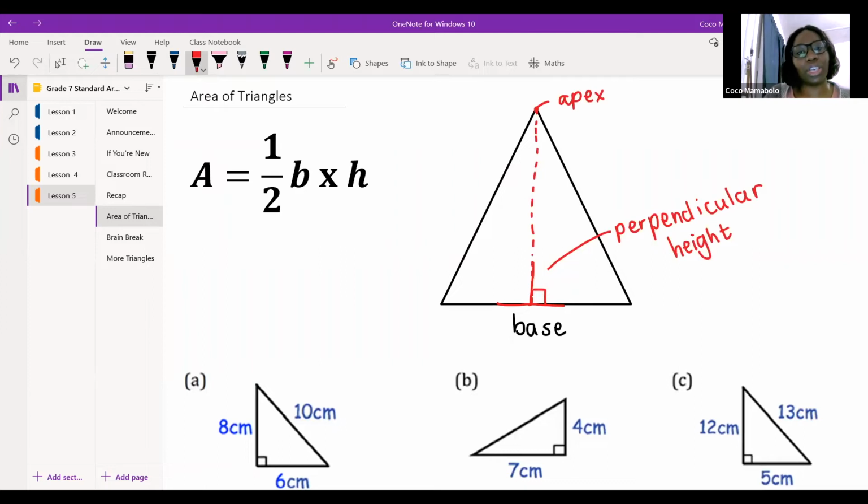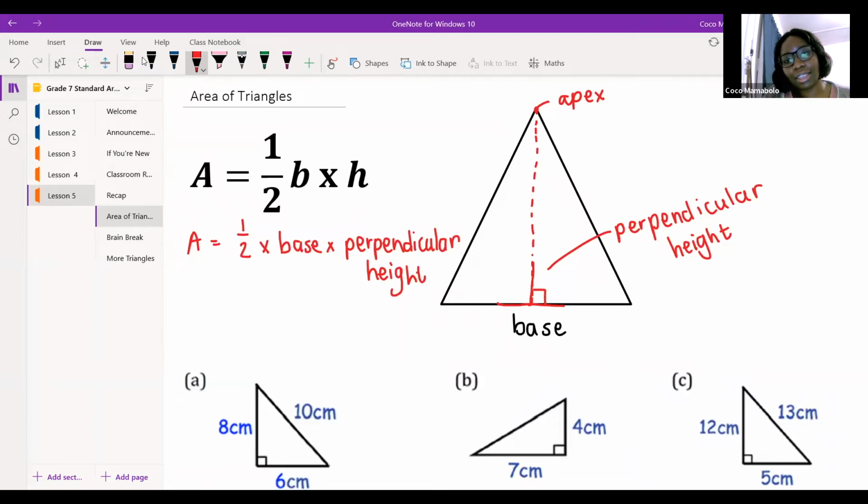So when we calculate the area of a triangle, we say the area is equal to half times the base, and I'm writing B instead of base, half times the base multiplied by the perpendicular height. Perpendicular height. Okay, there we go. And that's how we calculate the area.